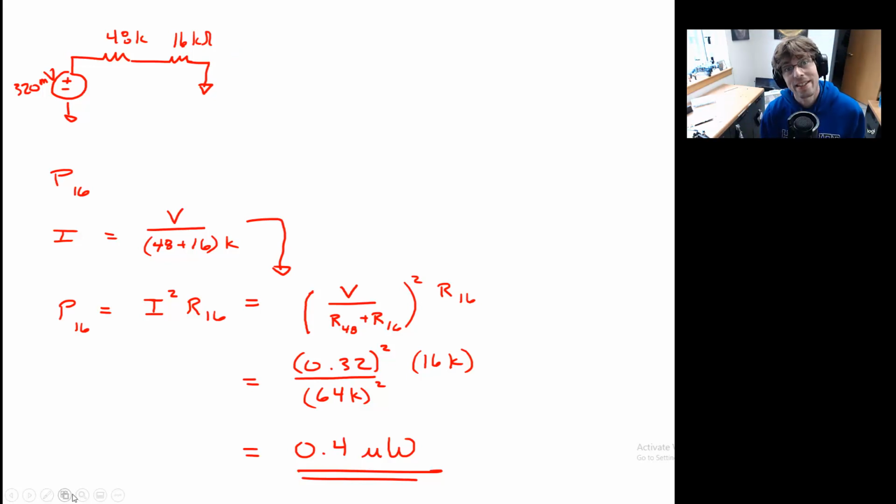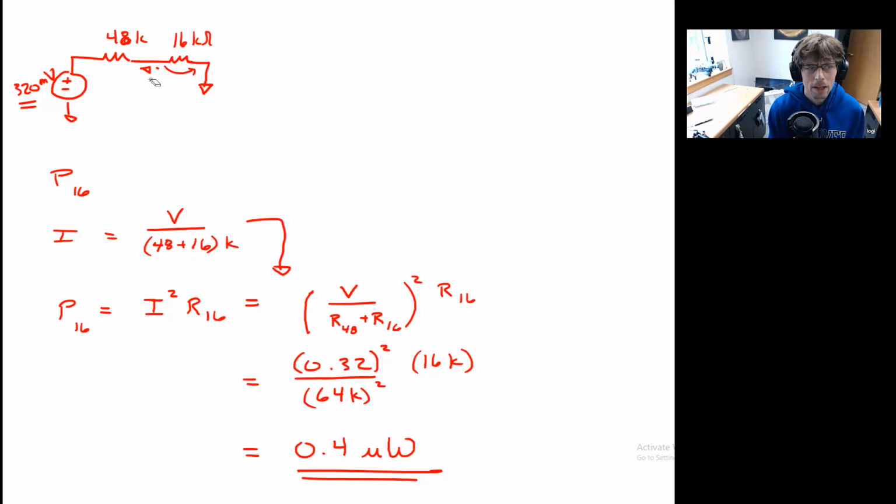And you shouldn't be surprised that it's different, because since current flows through both of these resistors, you're going to get a potential drop across the 48 ohm resistor and across the 16. So in other words, of this 320 millivolt potential, 3/4 of it is across the 48 kilo ohm resistor. So this is 3/4 of the drop, and then only 25% occurs across the 16 kilo ohm resistor.